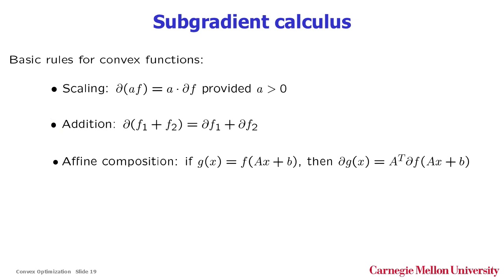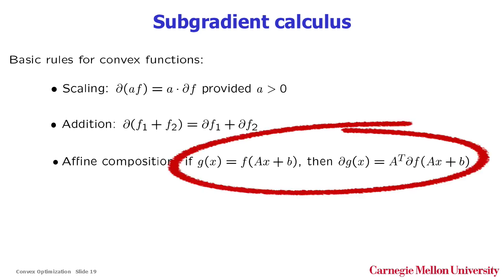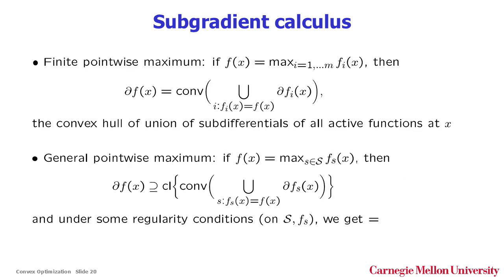We also have a chain rule type equation for the affine composition. The subdifferential of f of Ax plus b, where A is a matrix and x and b are vectors, is simply A transposed times the subdifferential set of f at Ax plus b. We have already calculated the subdifferential of the maximum of two convex functions.